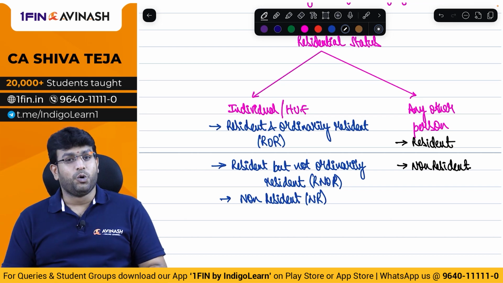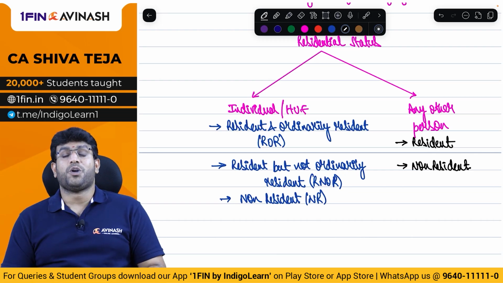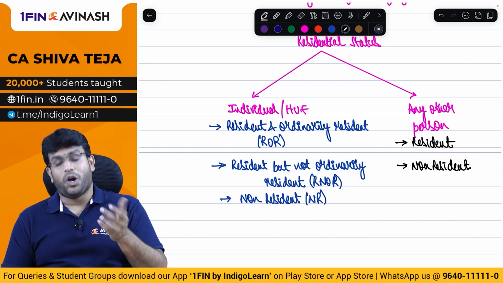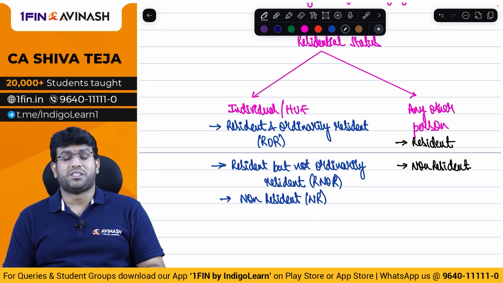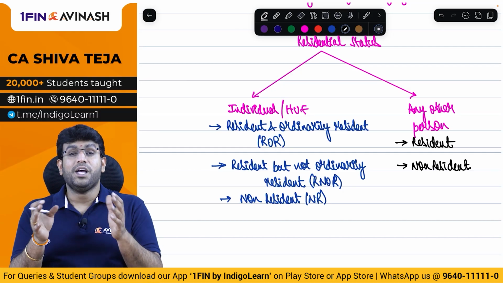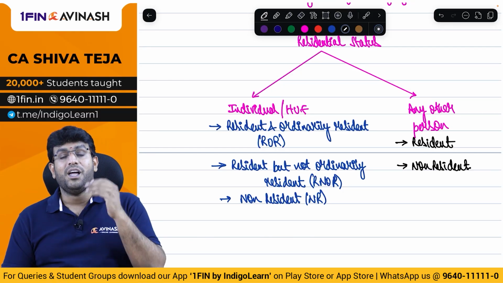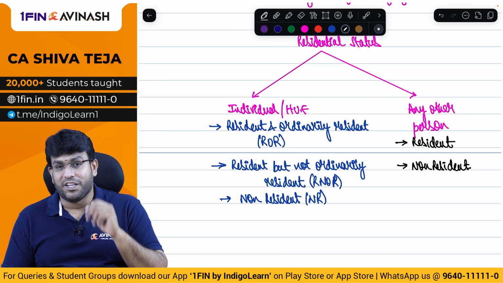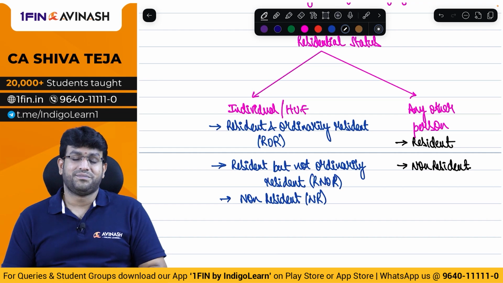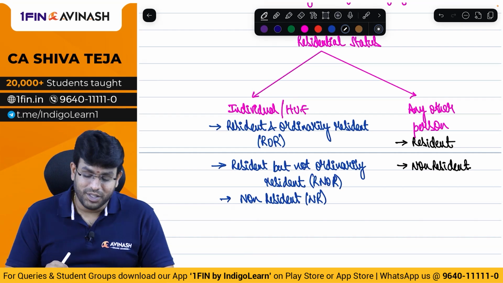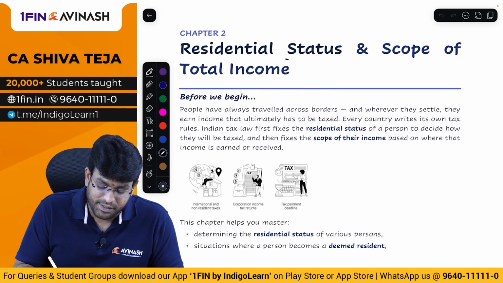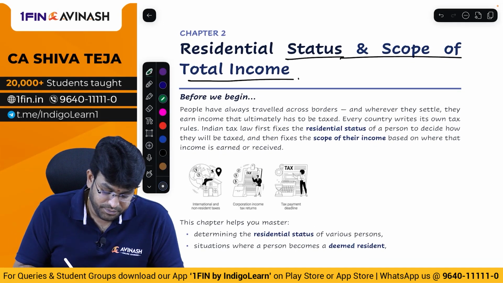For an individual, I clearly told you, we will decide based on duration of stay in India. And based on type of person, we will decide which income is taxable and which income is not taxable. Let's get clarity on residential status. Then we will go to section 5, scope of total income, where we will understand which income is taxable and which is not. Are we all clear, my dear friends? Residential status and scope of total income.